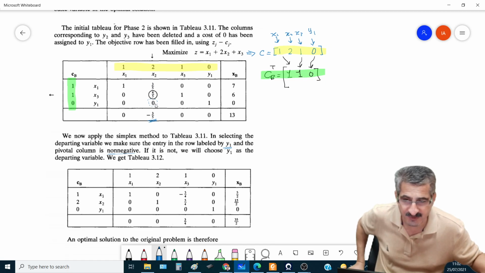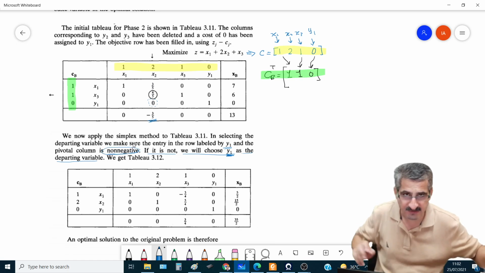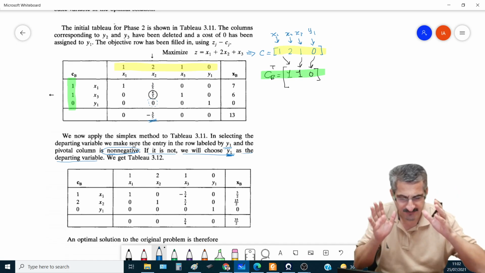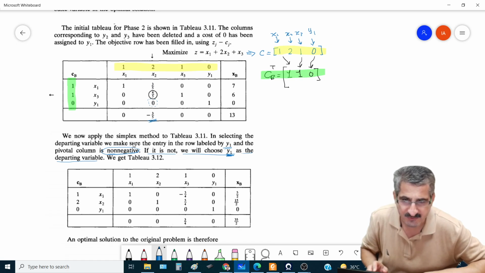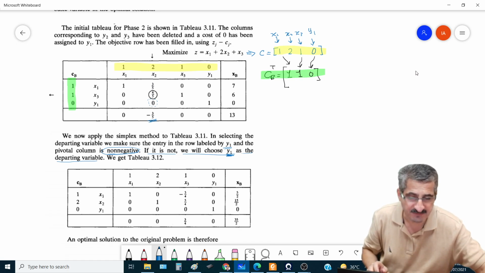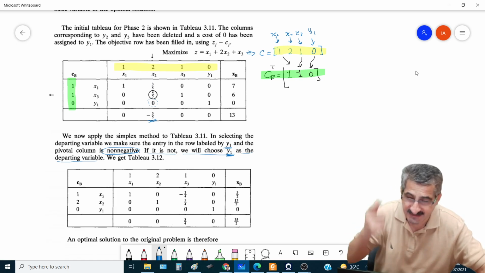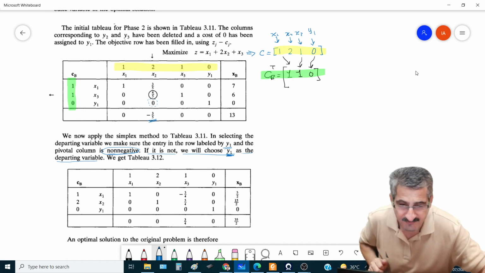If it is negative, then we kick y1 out. But it is not negative. So we will not choose y1 as the departing variable. If it is non-negative, it stays. If it is 0 or positive there, it stays. But if it is negative, then y1 will go out.